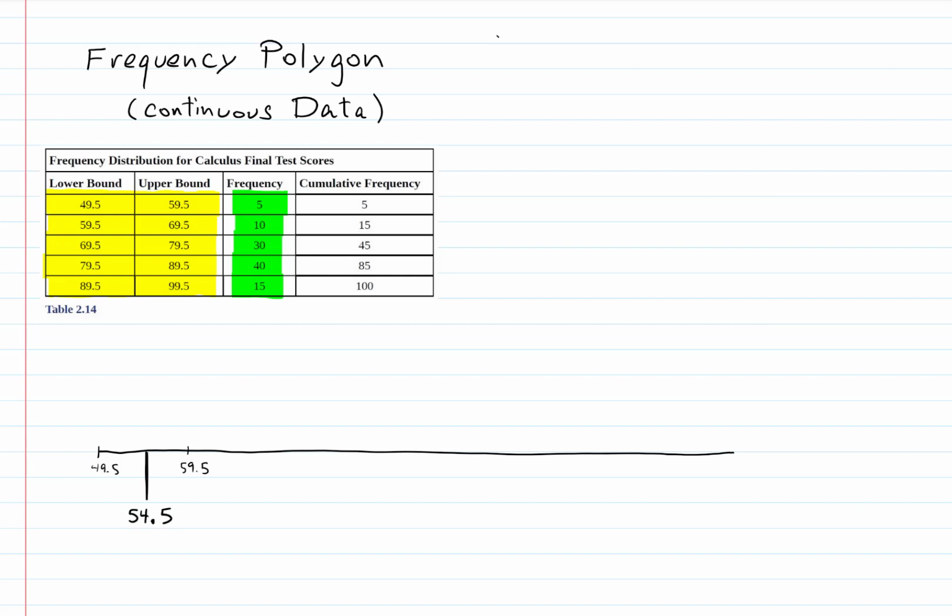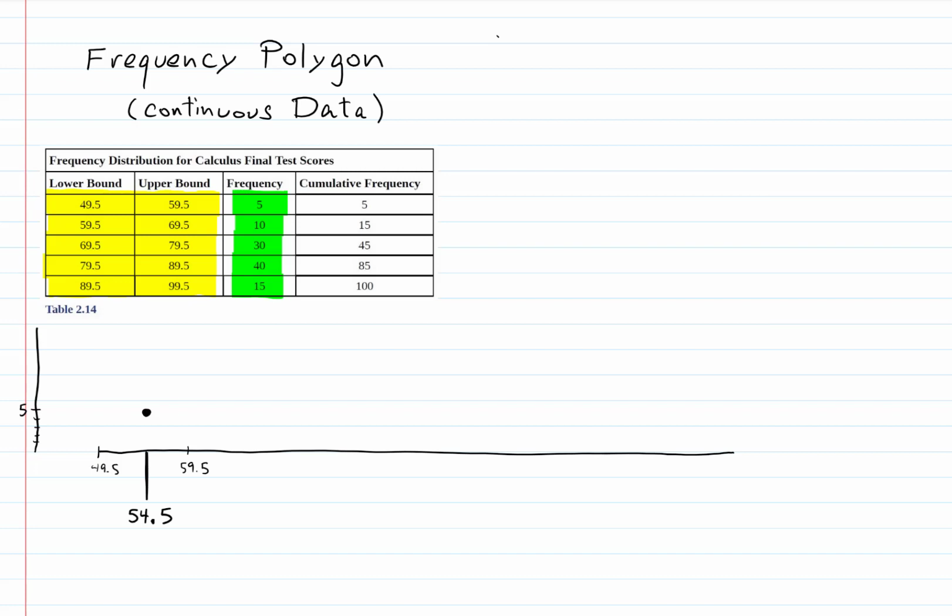Okay? And then what is the frequency for that interval? It's 5, right? So I'm going to go up here. 1, 2, 3, 4, 5. And then we plot a point. Okay?